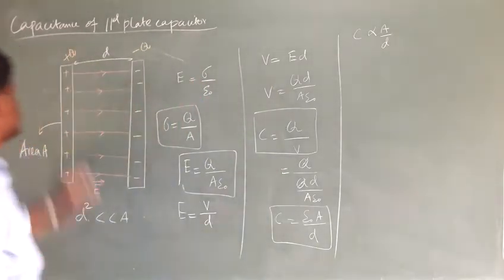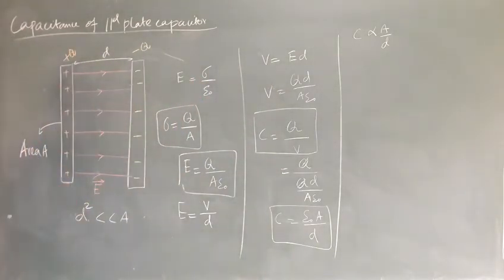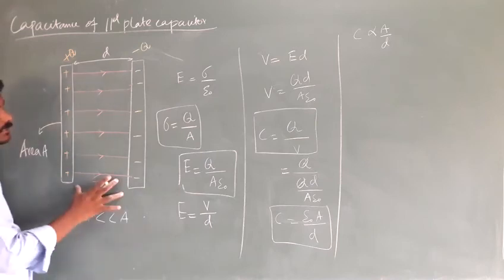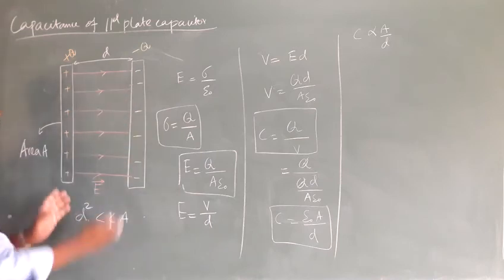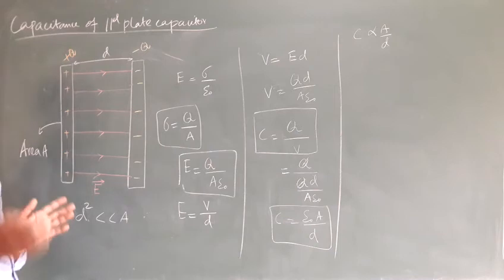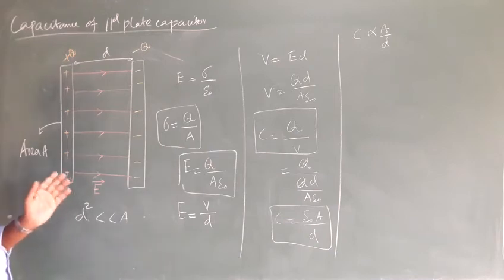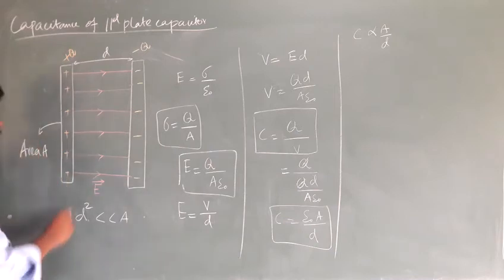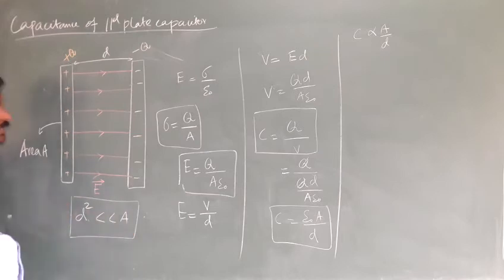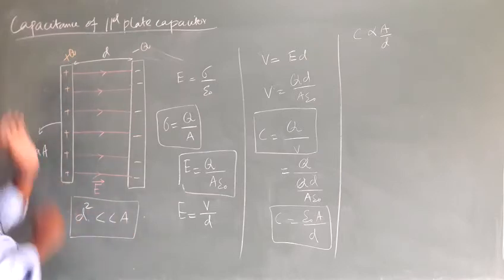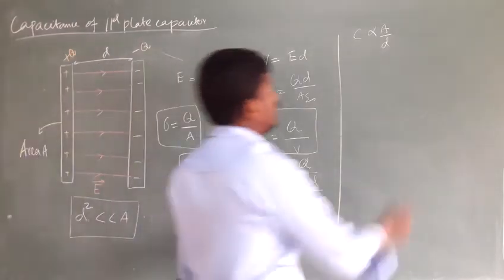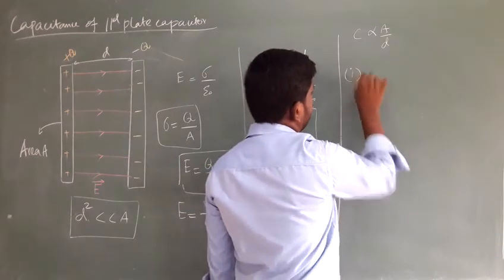A is the area of cross section of the plate. D is the distance between the plates. The distance is small compared with the area of cross section; for example, an area of 5 into 4, 20 centimeter, whereas D is a small value. So D is less than the area of the plate. Then capacitance is directly proportional to the area of cross section.